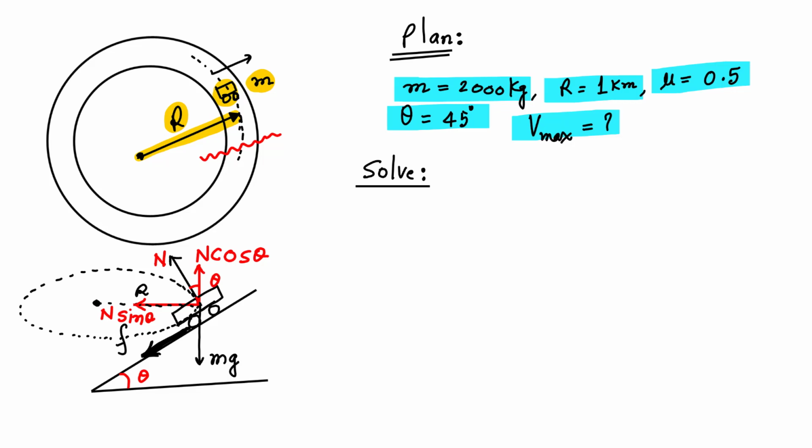Now friction force will have two components. One component is in the downward direction. What will be this value? This angle is 90 minus theta, so this will be F cos(90 minus theta), that is simply F sin theta. Now friction force will have another component in this direction, and this will be F cos theta. Now let us write the equation. If I write the equation in the vertical direction, we can write N cos theta is equal to mg plus F sin theta.